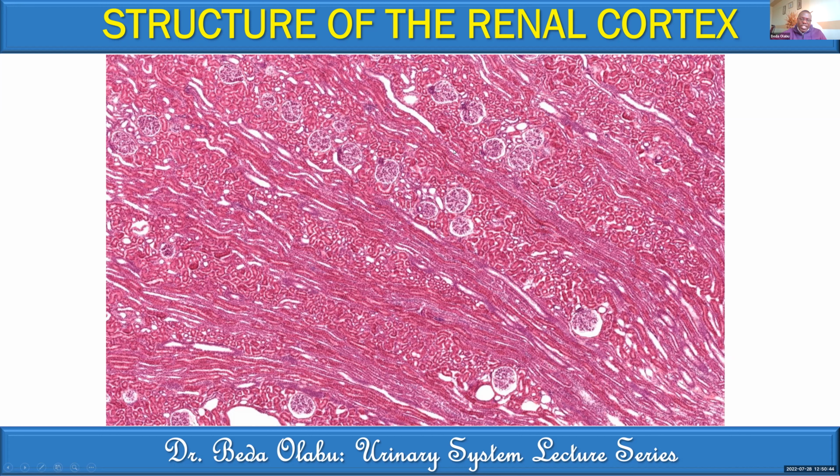And those are separated by some striations, as you can see here. These striations are elongated tubules, which extend from the renal medulla into the renal cortex. We call them the medullary rays. The medullary rays represent the proximal segments of the collecting ducts. So the cortical segments of the collecting ducts are called the medullary rays.